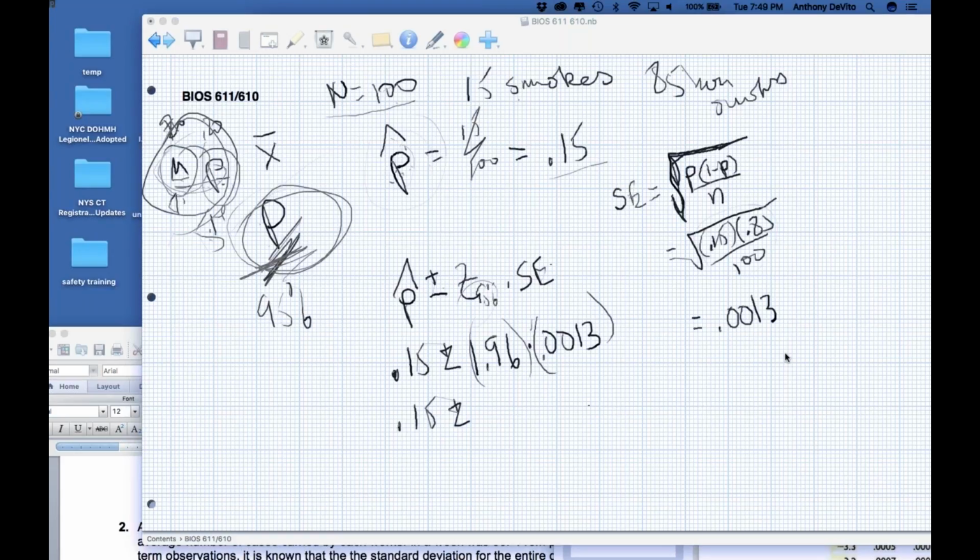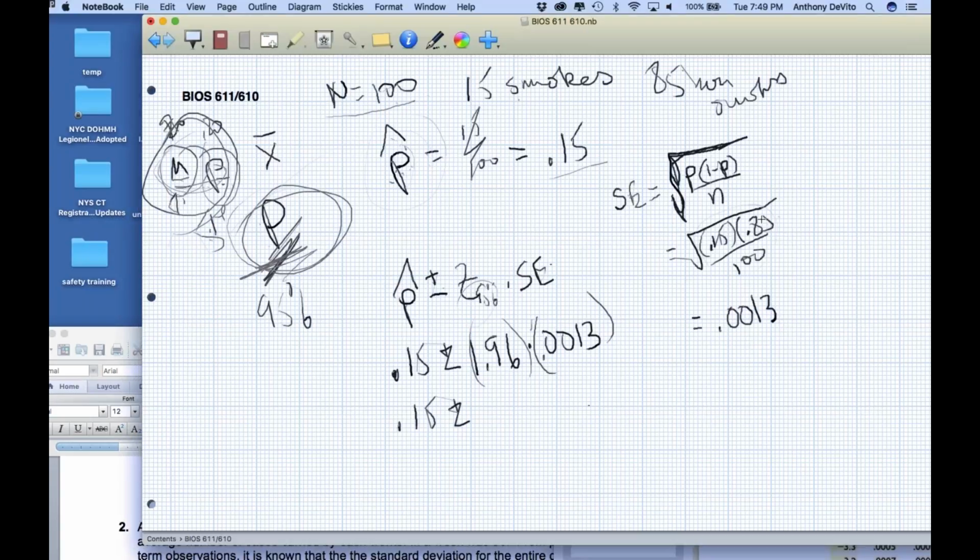What standard error? 0.85. It's p times 1 minus p. In other words, the proportion is 15%. 1 minus p is 0.85. That's a 0.85. Yeah, I didn't put it in parentheses there, did I? Right, so that could be a little confusing. It's 0.85. Right, that's over there.